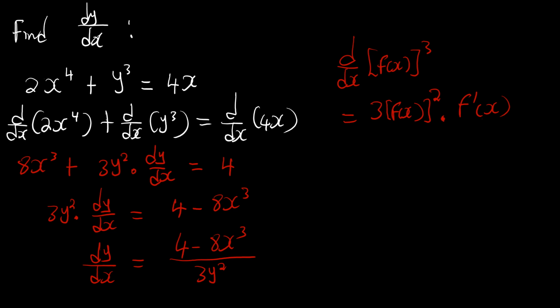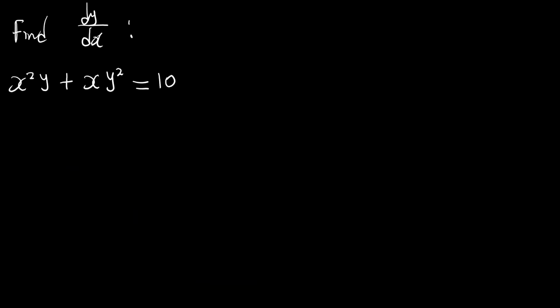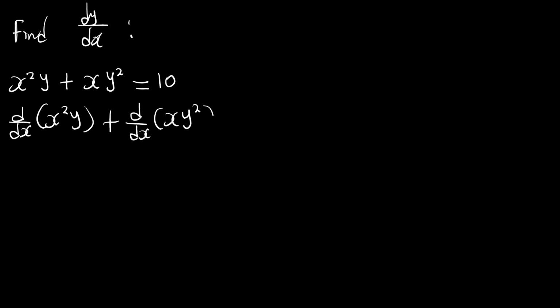Let's go ahead and do this one. So now our question is to differentiate x squared y plus xy squared is equal to 10. So again, we are going to apply the implicit differentiation. We start by differentiating each term that we have in here. So I'll start with the derivative of x squared y plus the derivative of xy squared is equal to the derivative of 10.